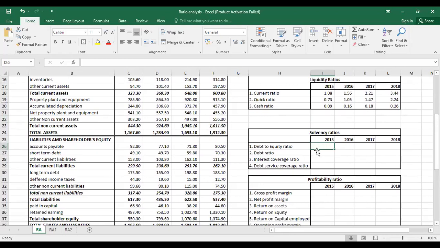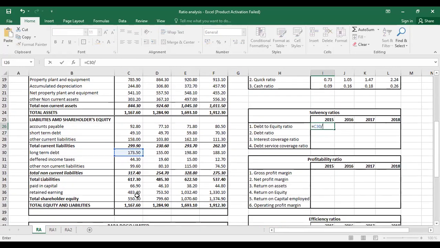So debt equity equals total debt divided by total equity. So we'll take the long-term debt here, divide by total shareholders' equity. Then we go next, the debt ratio. The debt ratio will be total debt. So here's the difference: the total debt divided by total equity and liabilities, or total assets. The same thing here.